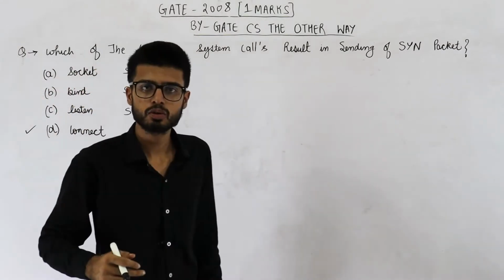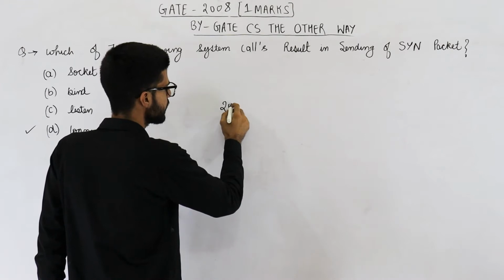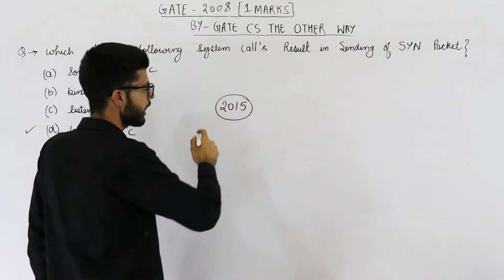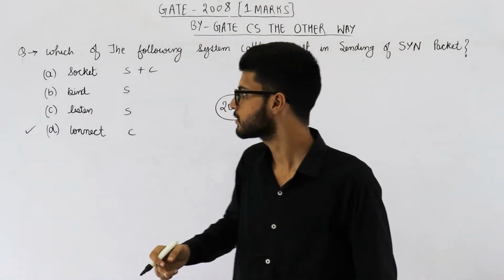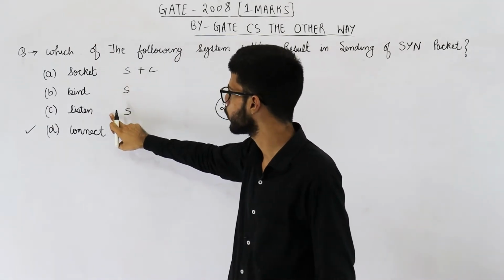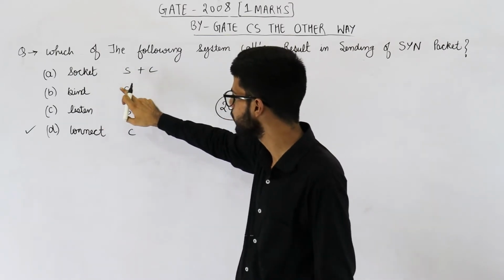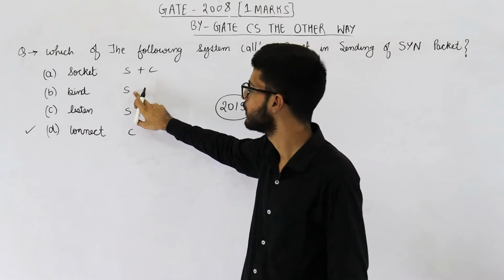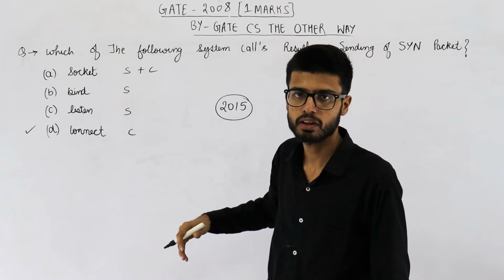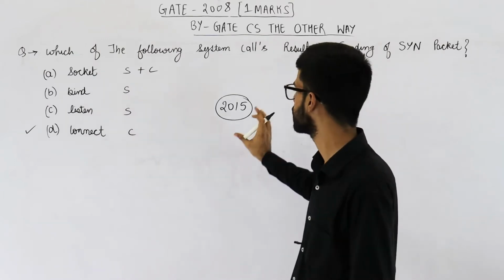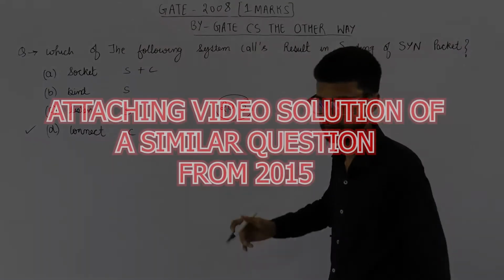Now I have also made a video on a very similar question from GATE 2010-15 exam. I'll do one thing, I'll attach that video right now only. By watching that video, you'll understand what are all of these system calls, why is socket executed on both of the machines, why is bind mostly executed by the server only, and how is server waiting for a connection. All of that stuff is very well explained in this video. I insist you please watch this one also. I'm attaching it now.